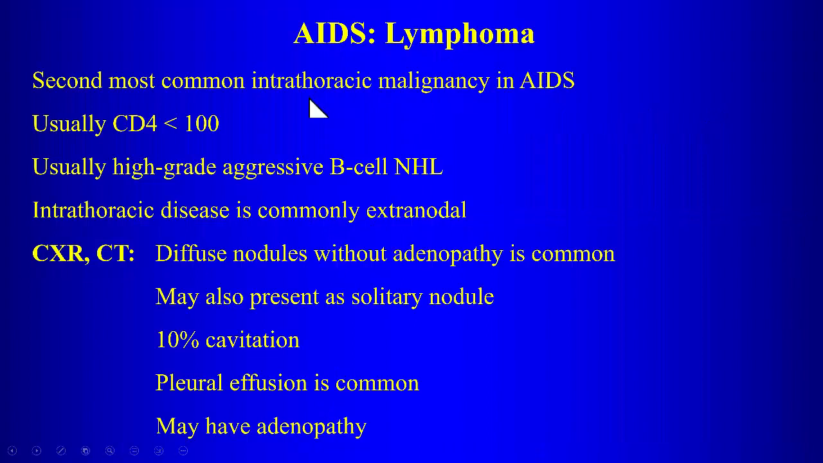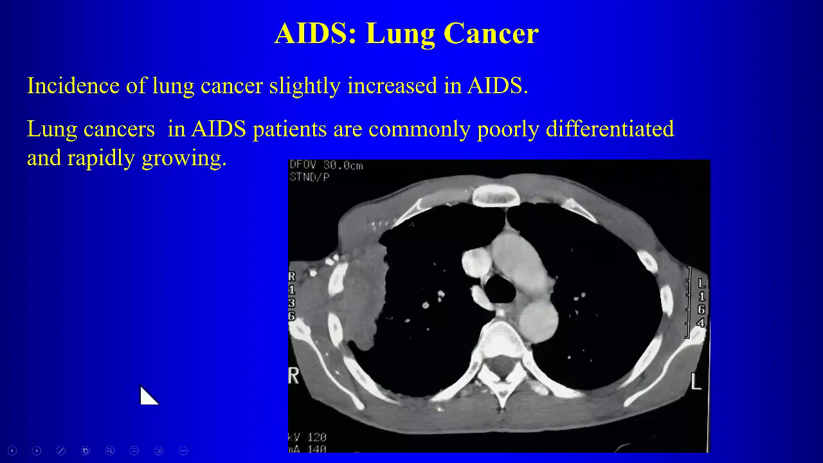So AIDS-related lymphoma is associated with low CD4 count, usually highly aggressive B-cell lymphoma. They don't have to have lymphadenopathy, can present as nodules, they can have cavitation. Okay? So it's important to consider this.